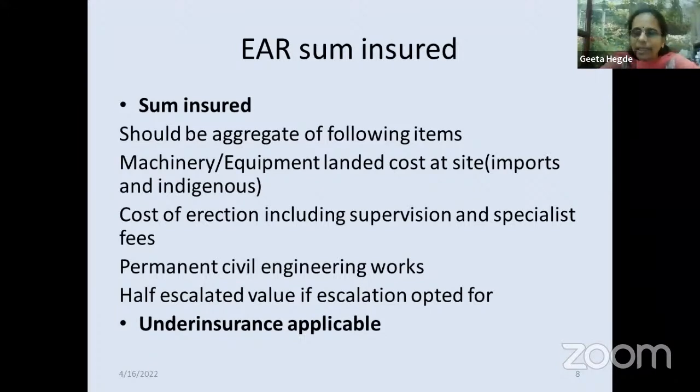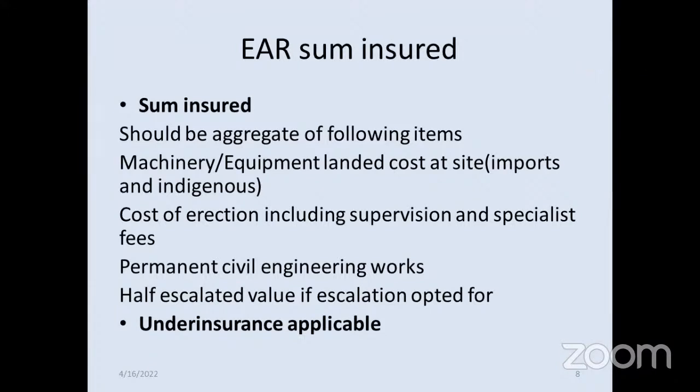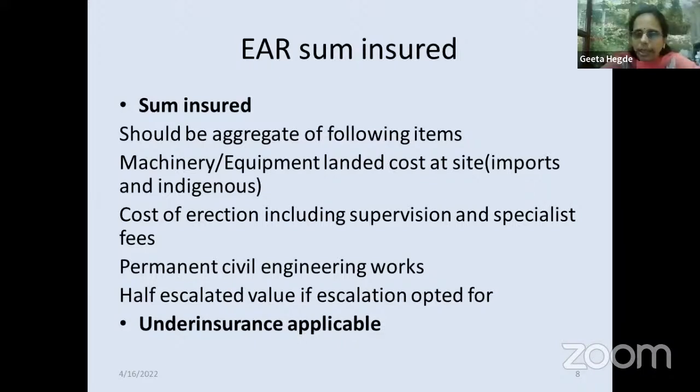Escalation, like SFSP, can be opted under engineering policies also. When escalation is opted, the premium rate charged is half of what is charged for erection. But the method of calculation as given in the tariff is you add half of the escalation value in the sum insured and charge the premium. It is the same whether you charge half of the premium rate or you charge the full rate on the half escalation sum insured. But the method of totaling the sum insured and then applying the rate as given in the tariff is in this sequence, so we must remember that way. Underinsurance is applicable.